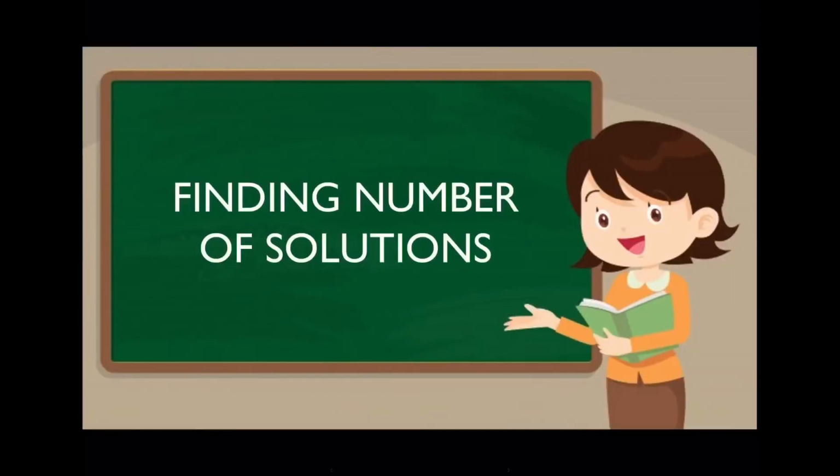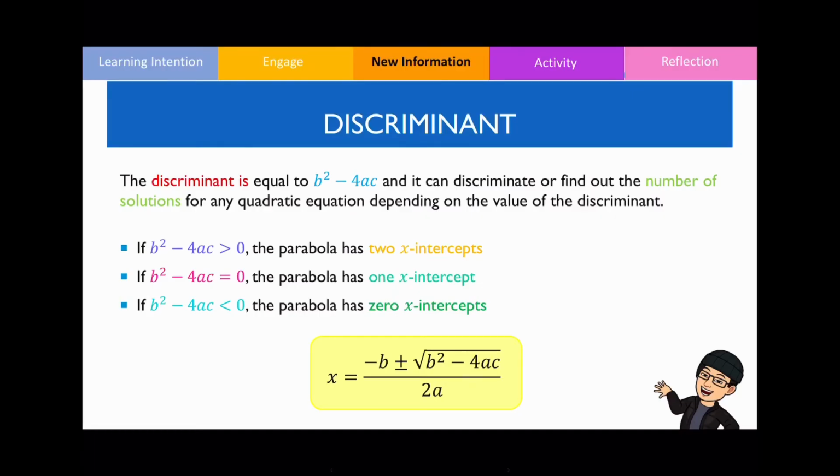So now the second part of today's lesson is how do you find out how many x-intercepts there are going to be for that particular equation? To do so, it's going to be finding the discriminant, and the discriminant is actually part of the quadratic formula itself, okay? As you can see here, the discriminant is equal to b squared minus 4ac. That's this portion of the quadratic formula, okay?